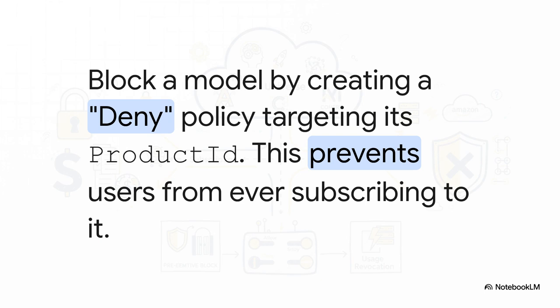Well, check this out. This is a classic IAM deny policy. What we're doing is telling AWS, hey, for this particular user or role, I want you to explicitly deny them the ability to subscribe. It's a preemptive block. It stops access before it can even begin.